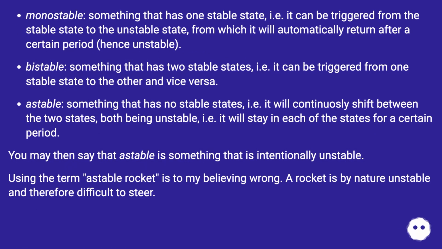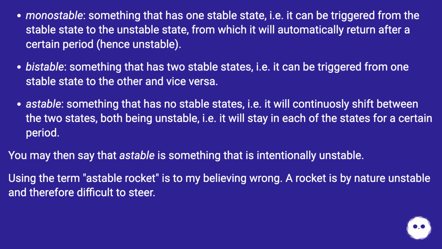Monostable, something that has one stable state, i.e. it can be triggered from the stable state to the unstable state, from which it will automatically return after a certain period, hence unstable. Bistable, something that has two stable states, i.e. it can be triggered from one stable state to the other and vice versa.